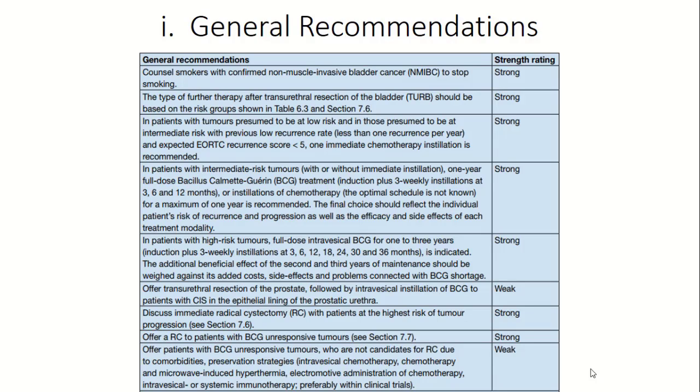And offer radical cystectomy to patients with BCG unresponsive tumors. Offer patients with BCG unresponsive tumors who are not candidates for radical cystectomy due to other comorbidities preservation strategies like intravesical chemo and microwave induced hyperthermia, electromotive EMDA chemotherapy, intravesical or systemic immunotherapy, or other clinical trials.